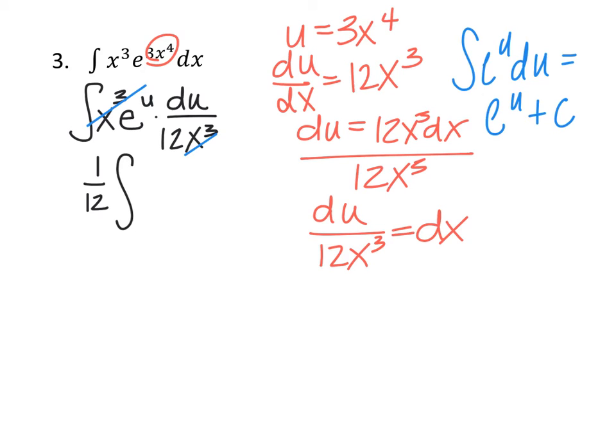Some of you asked if it's okay to have it on the inside. That's totally fine. Either way is acceptable. But I'm trying to stress the fact that we're integrating e to the u du, and we know that's e to the u plus c. So the 1/12 stays there. I'm going to go ahead and integrate. I get e to the u plus c.